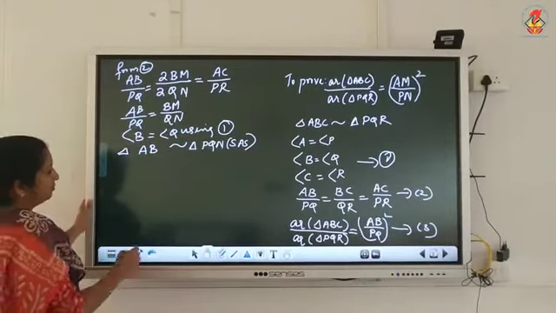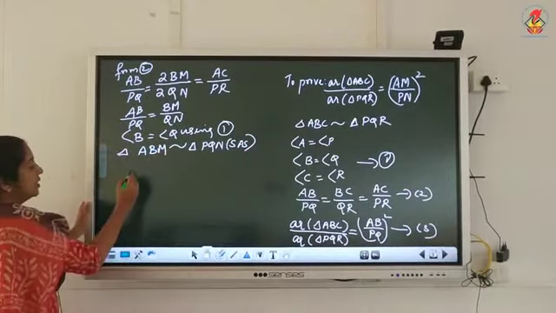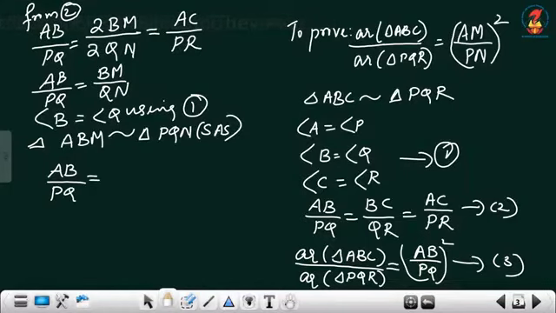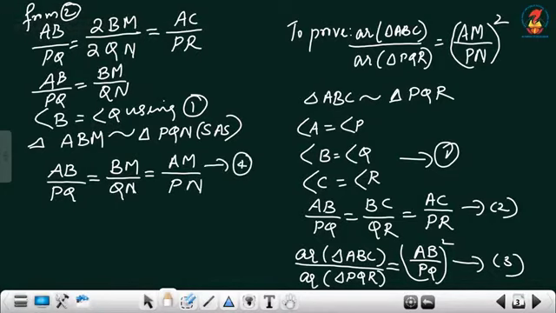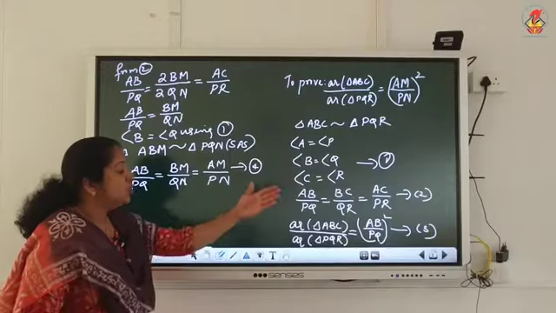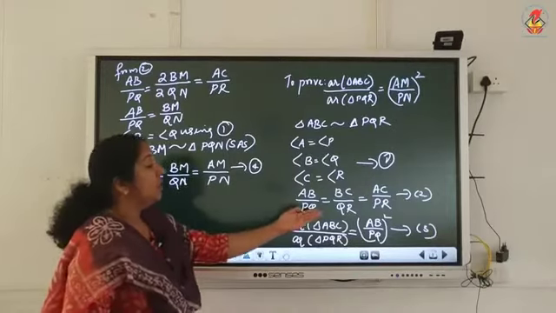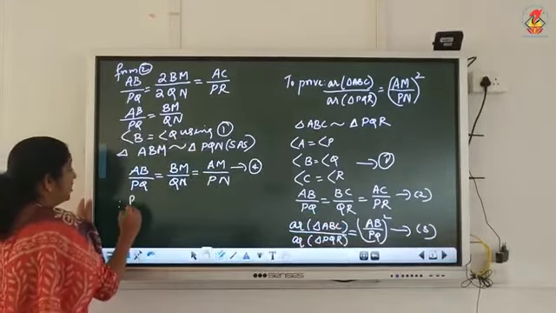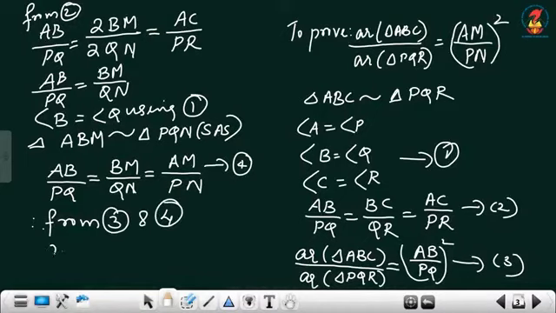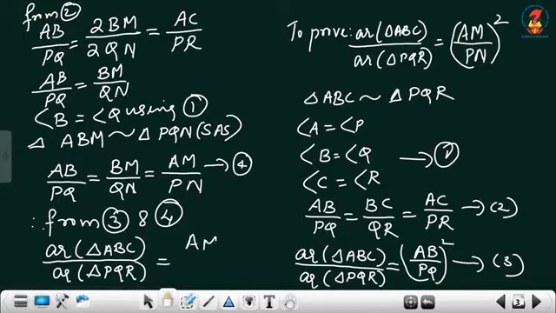So if these two triangles are similar, what we can write is AB by PQ is equal to BM by QN is equal to AM by PN. Equation 4. So from 4 we can say AB by PQ is equal to AM by PN. So we can replace AB by PQ as AM by PN in equation 3. So from 3 and 4 we can write area of triangle ABC divided by area of triangle PQR is equal to AM by PN whole square. This is the required result.